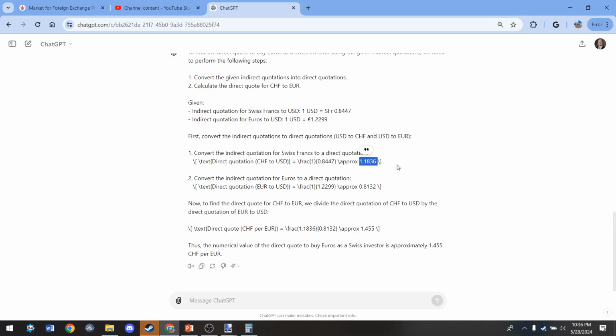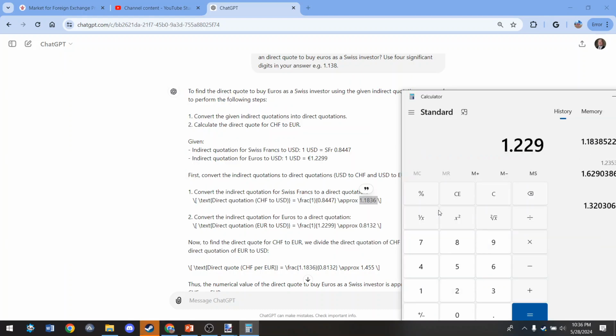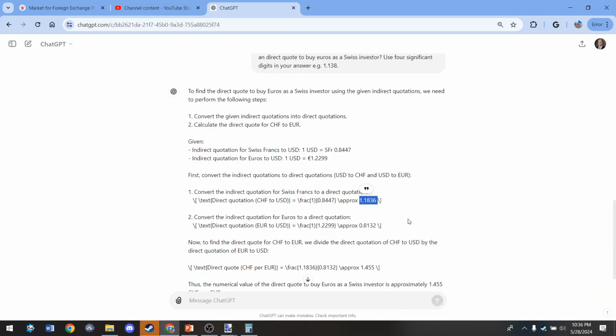All right, so now let's look at the other half of this. So it's saying the indirect quote, so now we're getting 81 cents per euro, right? Because we've gone to a direct quote. And does that make sense? We have 1.23 euros to buy $1, so it should cost about 80 cents to buy €1 in this data. Now I don't trust this math, so I'm going to do it. 1.2299, flip it over: 0.8131. Okay, well, close.